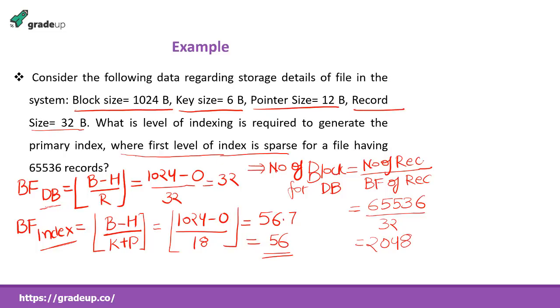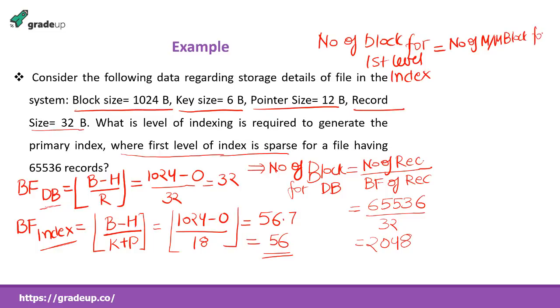Now read the question again. It is clearly mentioned that first level of index is sparse index. So in sparse index, what you are going to do? You are going to build or store the data for each and every memory block, not for each and every record. So number of blocks which is required for first level of index will be number of memory blocks for database divided by block factor of index.